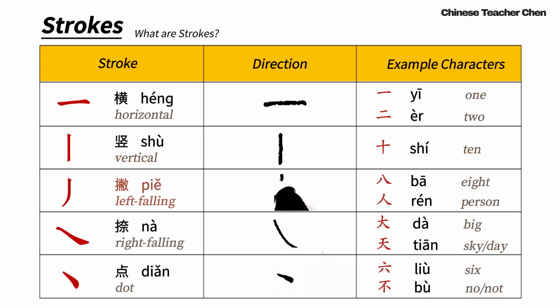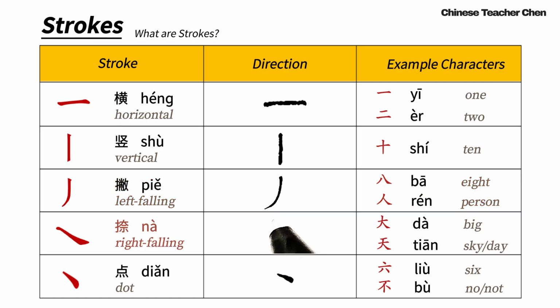Our third stroke, 撇，撇，撇。 Left falling. This is a diagonal stroke that falls to the left. Characters like 八， meaning 8 and 人， meaning person both contain this stroke. The difference is, in 八, the 2 strokes don't touch, while in 人, they cross.